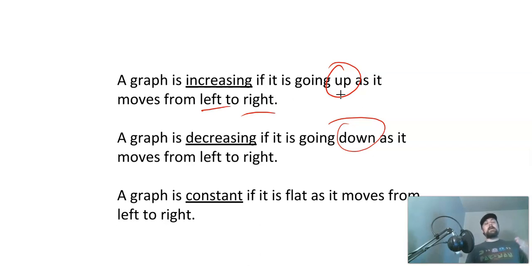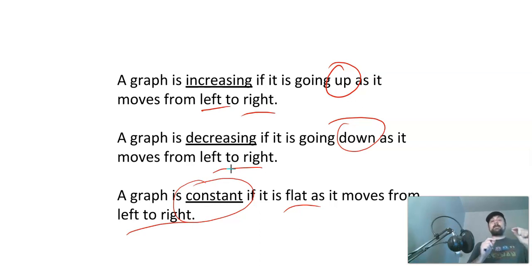So the graph is increasing if it's going up, it's decreasing if it's going down, the graph is constant if it just stays flat. But in every case, we have to consider the direction as the graph goes from left to right in order to get the correct label on that part of the graph.